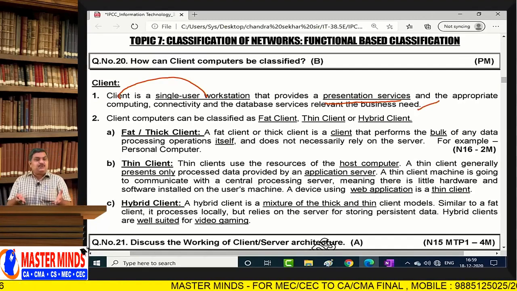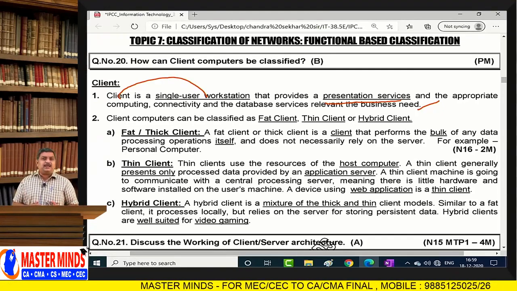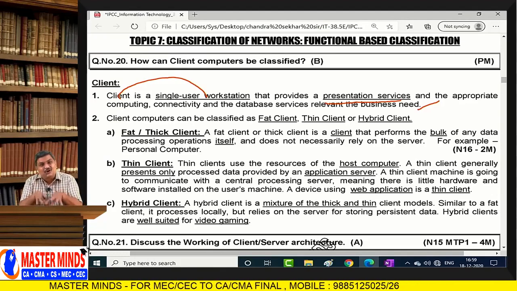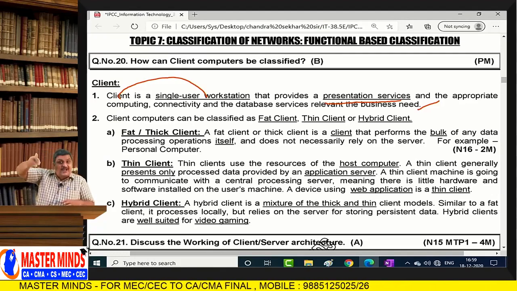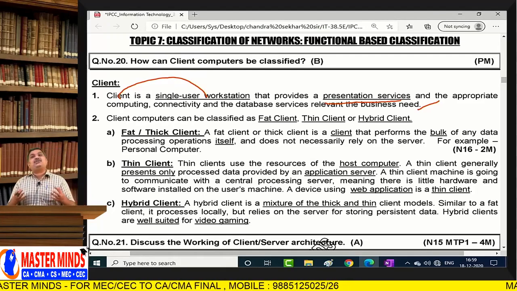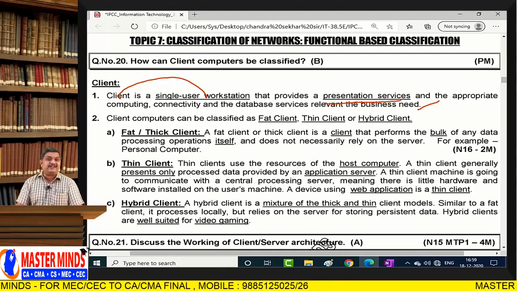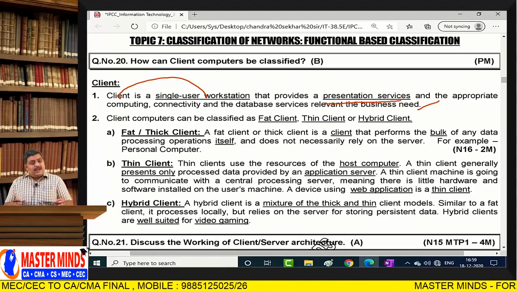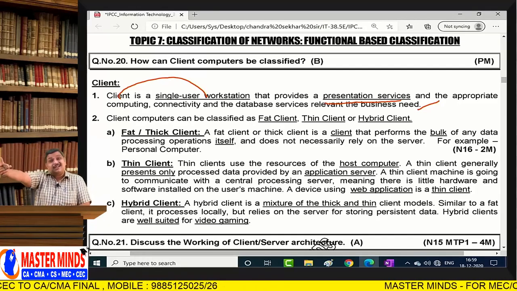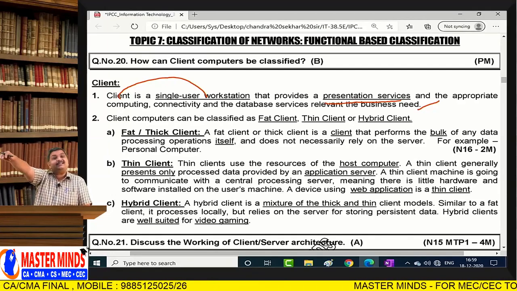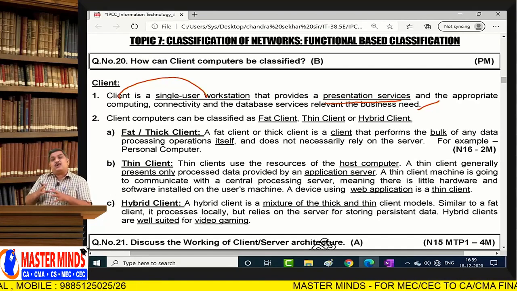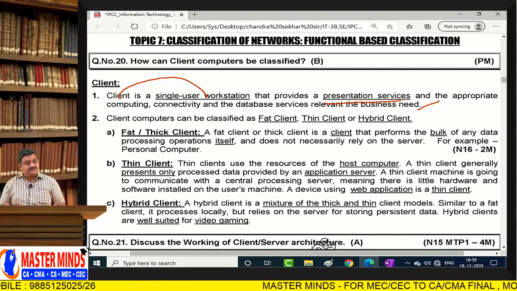That means now I am using a client. What is this client doing? It is presenting me the data. And where is this data coming from? Data is not here in the client. It is coming from somewhere, and this client is just presenting me the data. This client is connected to the server. The actual data is at the server and I am getting the data from the server, and this client is just providing me the presentation services.